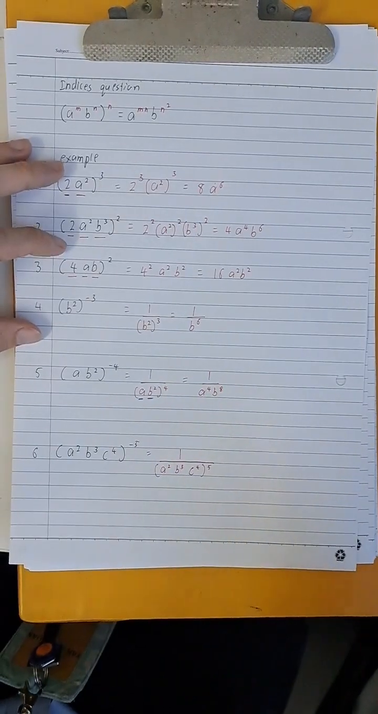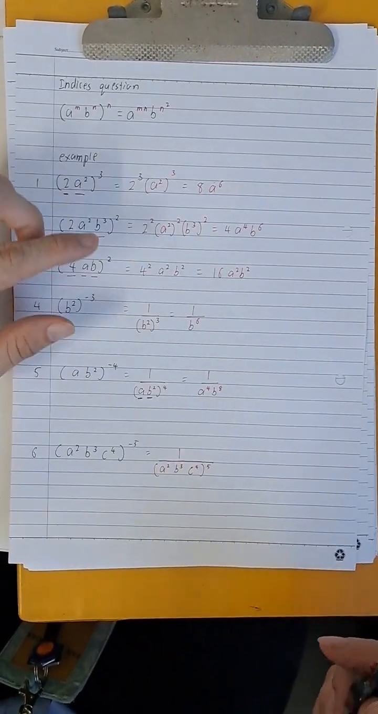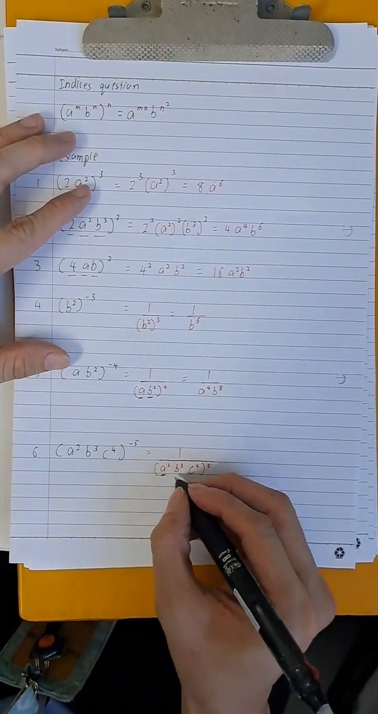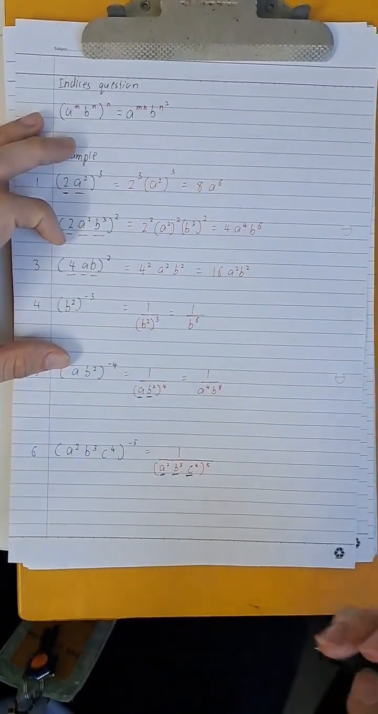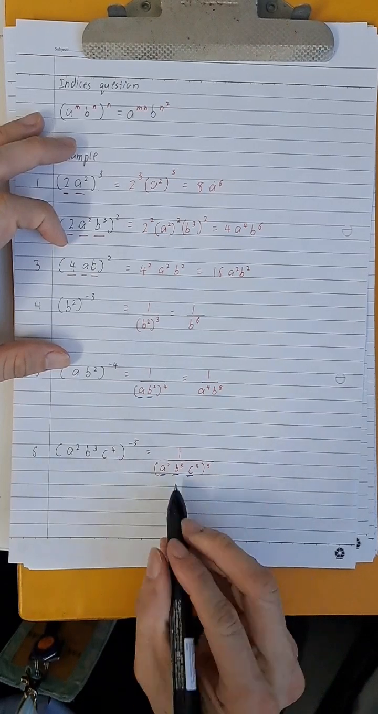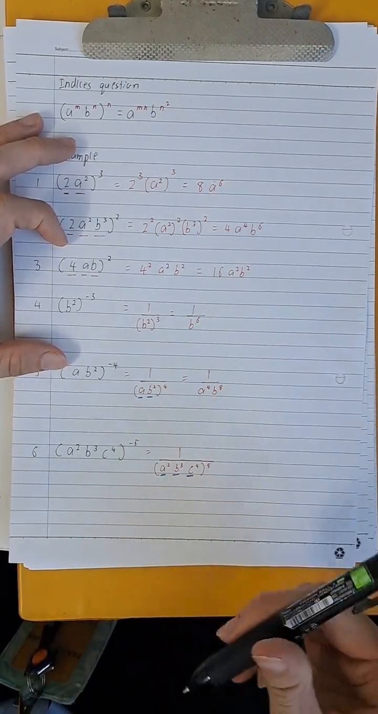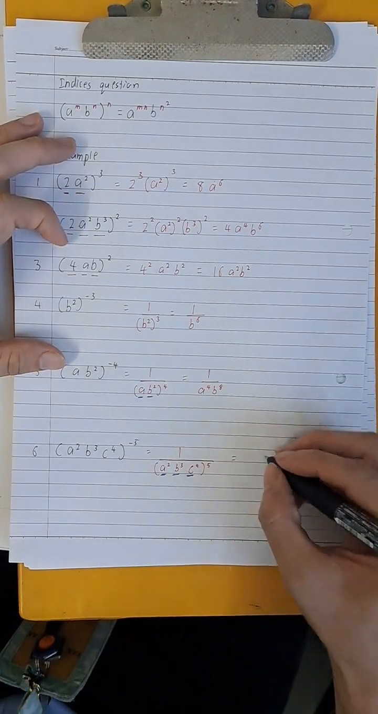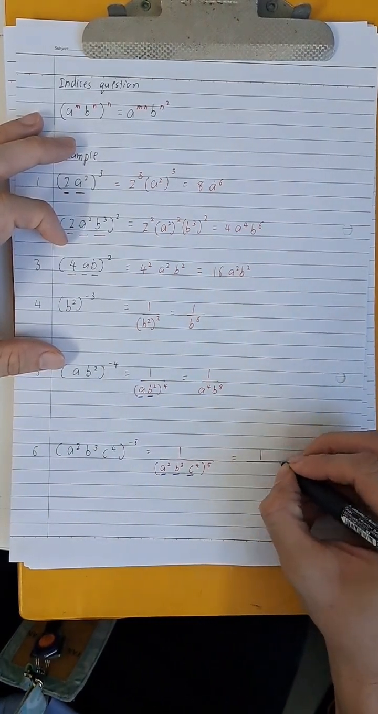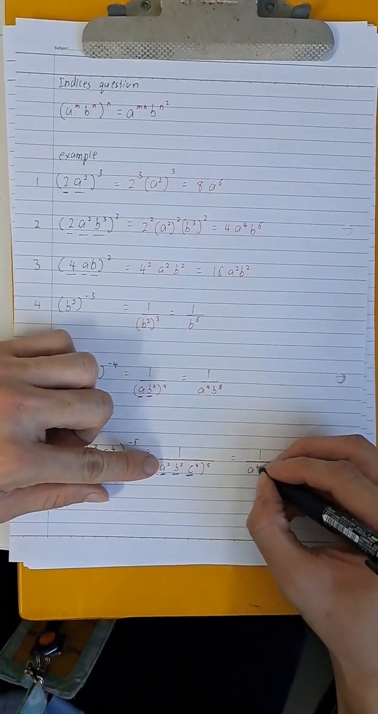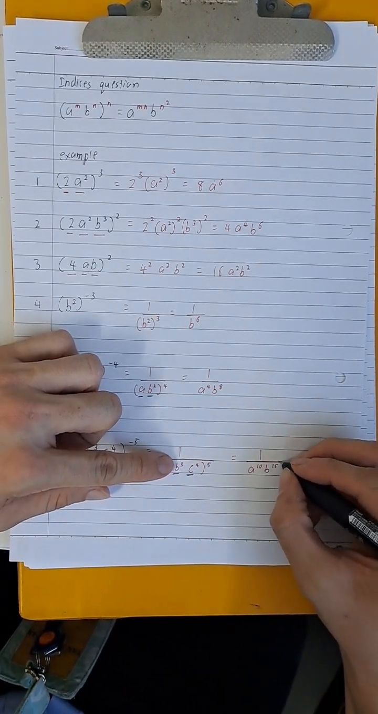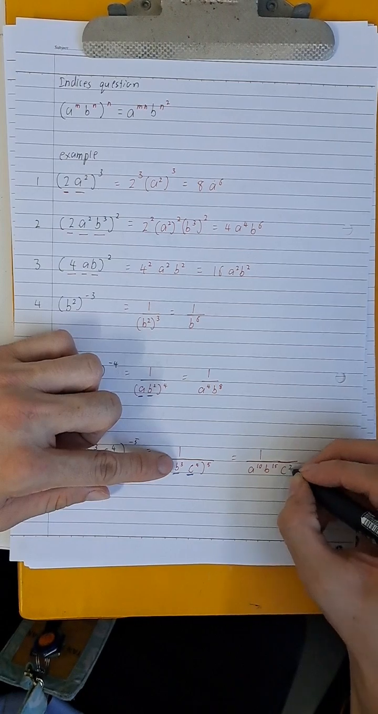All right. Again, how many things are inside this bracket? There are a total of 3 things, which is 1, 2, and 3. So all I have to do is raise each individual one of them to the power of 5. So my final answer will look like this: 1 over a to the power of 10, b to the power of 15, and finally c to the power of 20.